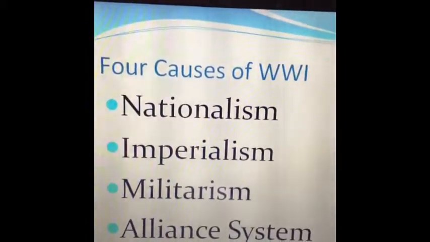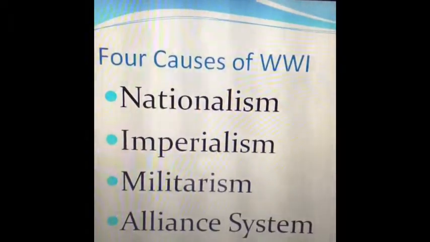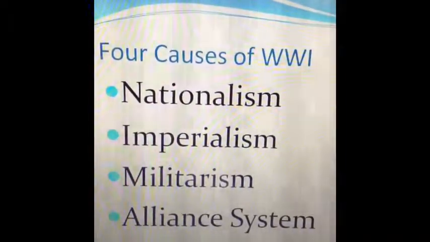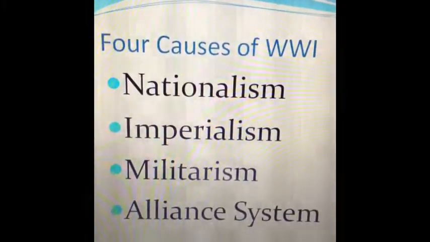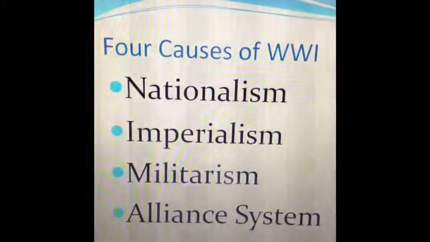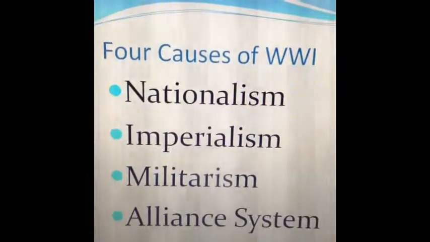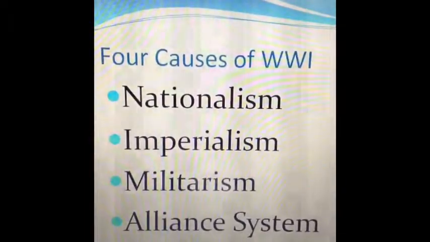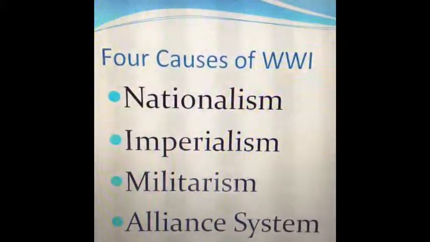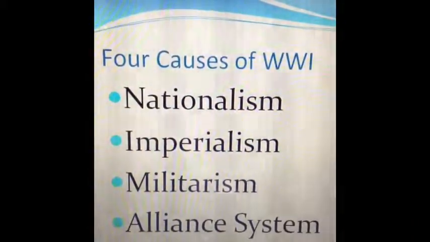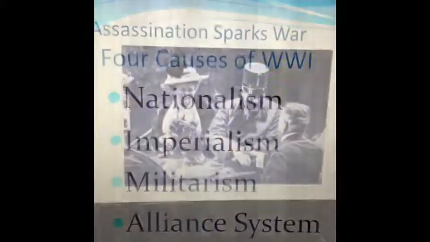Imperialism was where countries took over other countries and controlled their government and society. Militarism was the development of armed forces and their use as a tool of diplomacy. And last was the alliance system. Countries made alliances with each other, so if one country attacked them, they would have other countries to support them.